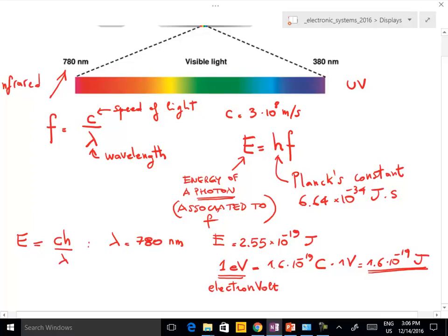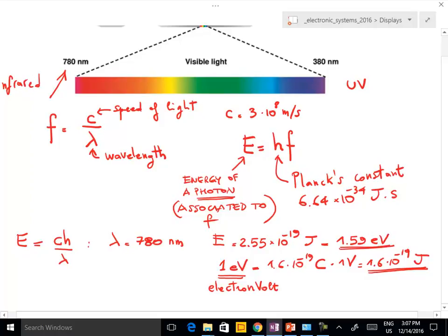So by using these units of measure, you see that the energy of a photon in this case becomes a little bit larger than 1 eV. And if we do the calculation precisely, it is 1.59 eV.